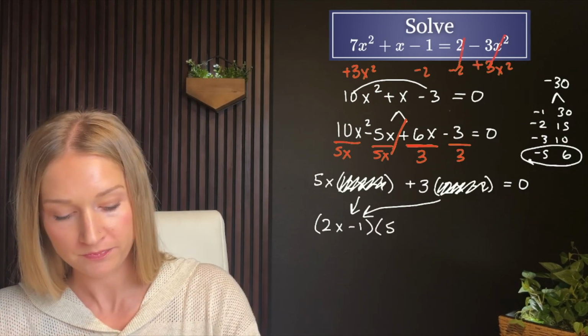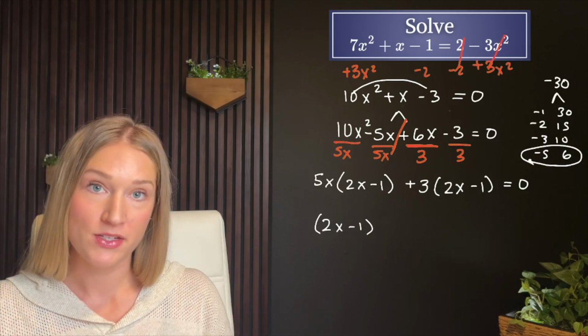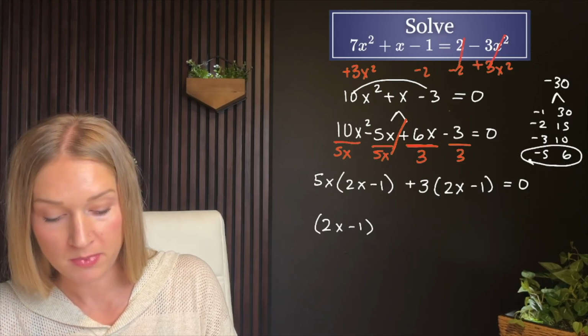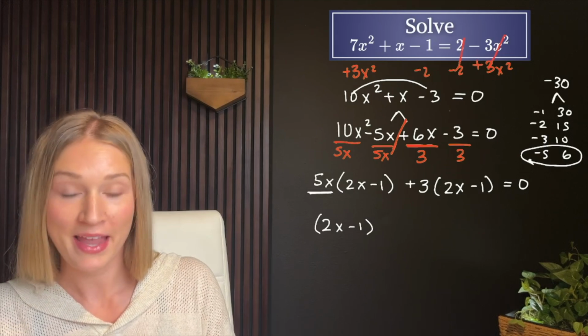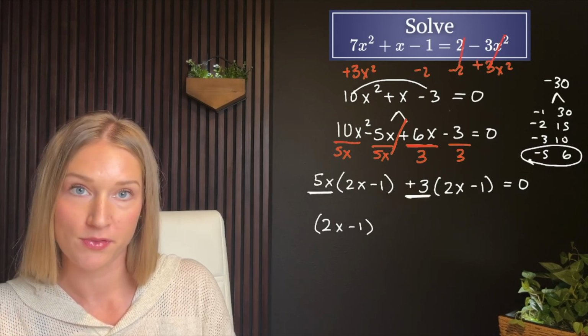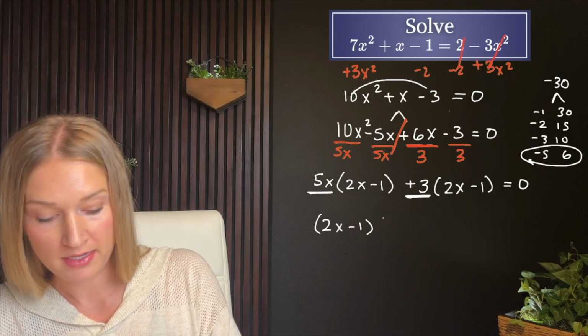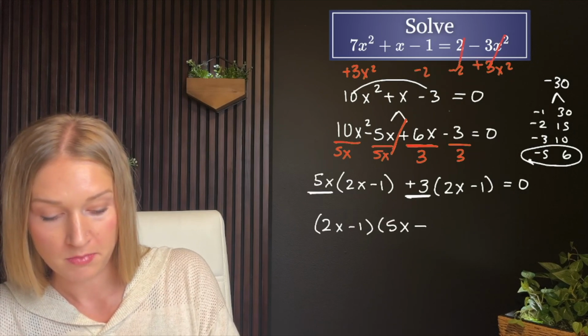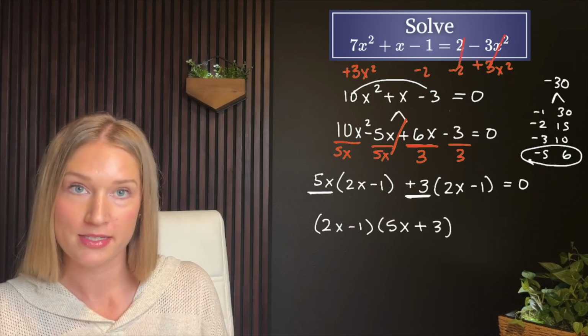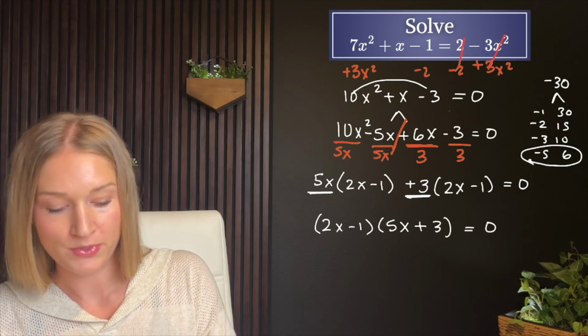You could think of it like this. If I go back, I have 2x minus 1, and that 2x minus 1 is being multiplied by 5x, and it's being multiplied by positive 3. So I can just take the 2x minus 1 here and multiply it by 5x and positive 3 by using parentheses. That all equals 0.